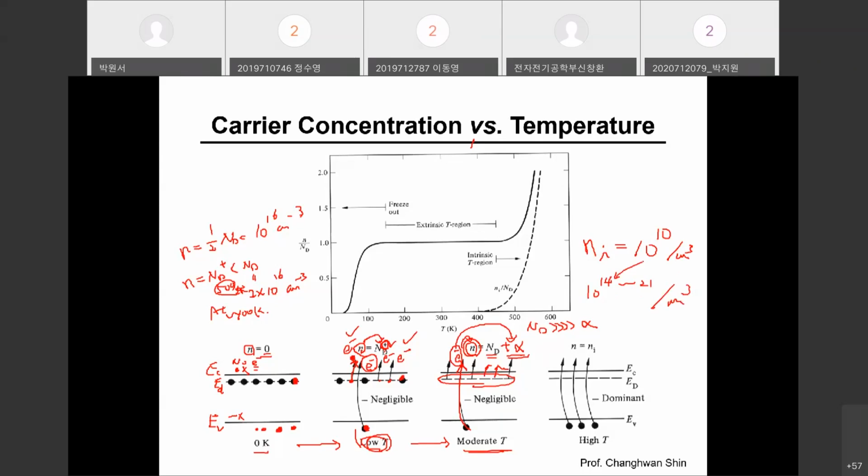So compare those two numbers. Okay. So the total number of electrons coming from the covalent bond is always negligible as long as your semiconductor material is doped with acceptors or donors. But definitely the doping concentration should be in the range of typical doping concentration, such as 10 to the 14 to 21. Otherwise, this scenario will not be correct.